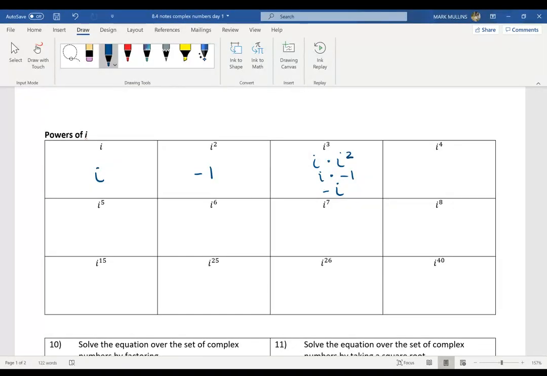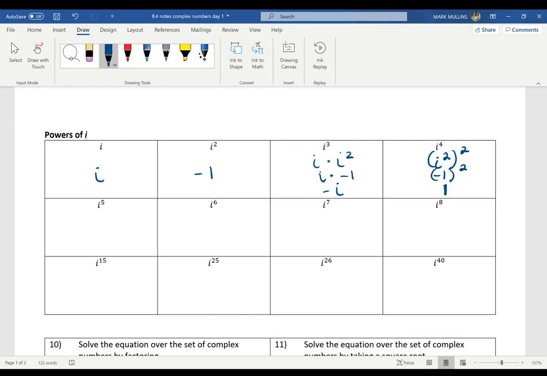So when I'm looking at i to the fourth power, there's different ways I could do this, but I'm thinking about how fourth power is really squared and then squared again. So if I take negative 1 and I square it, I get a positive 1.